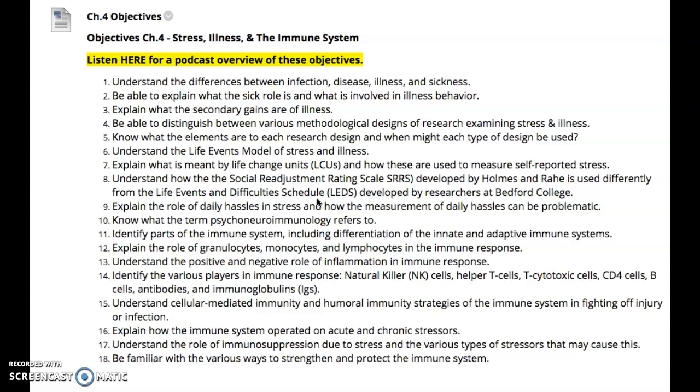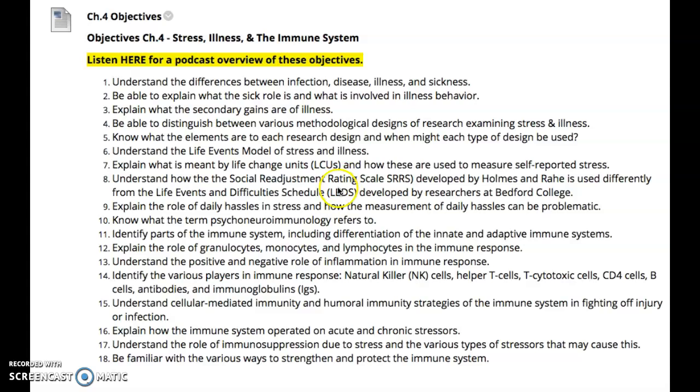We also look at life change units, LCUs, which are used a lot in self-reported measures of stress. So somebody reporting on how many different life changes they've been through: getting a divorce, getting a new job, having a baby, going back to school. Those are all life change events, and so they're issued a number. It's explained in the chapter how they went about coming up with those numbers, how they developed that. So be familiar with that.